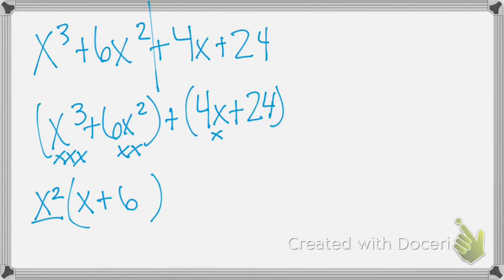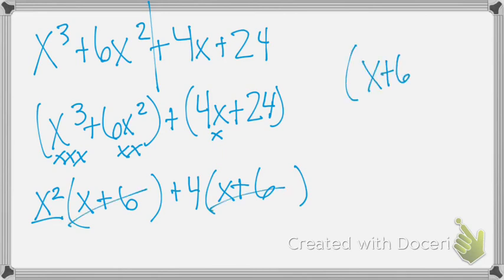But I can factor out the number 4. So plus 4. What did I tell you earlier? Your parentheses have to be the same or it is wrong. Are my parentheses the same? Yes. So I factor out the common binomial and I have an x plus 6. What do I have left? X squared plus 4.